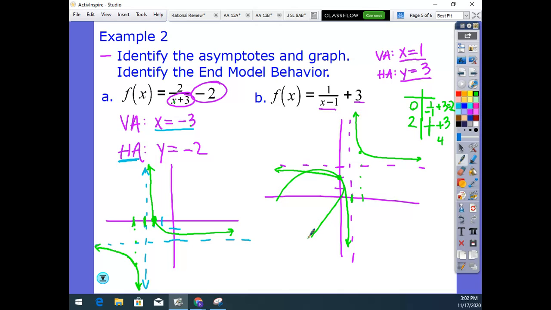As you get further away, you should be getting closer to the asymptotes. It shouldn't look like that, okay? You should be getting closer to the asymptotes the further you get away.